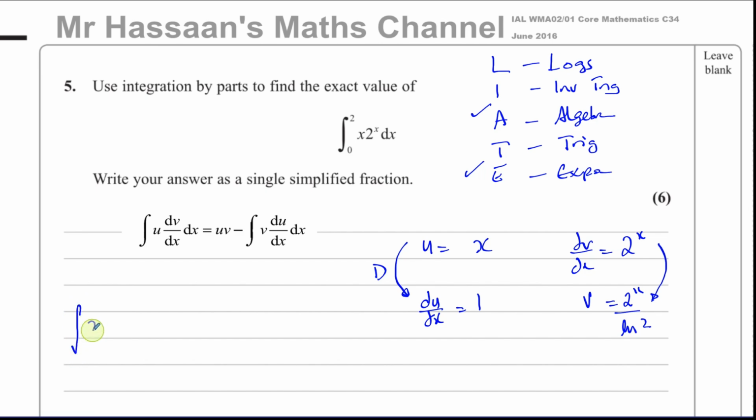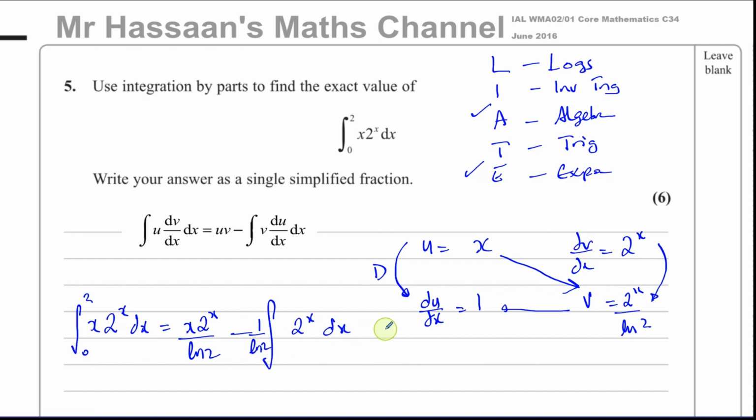So we have u, which is x, dv/dx, which is 2 to the power of x, integrated with respect to x, and the limits are 2 and 0, will give you u times v, which is x times 2 to the power of x over ln 2, minus the integral of v du/dx, which is going to be basically 2 to the power of x, and I'll put 1 over ln 2 outside as it is a constant, as I mentioned before. Okay, 1 over ln 2 is just a constant.